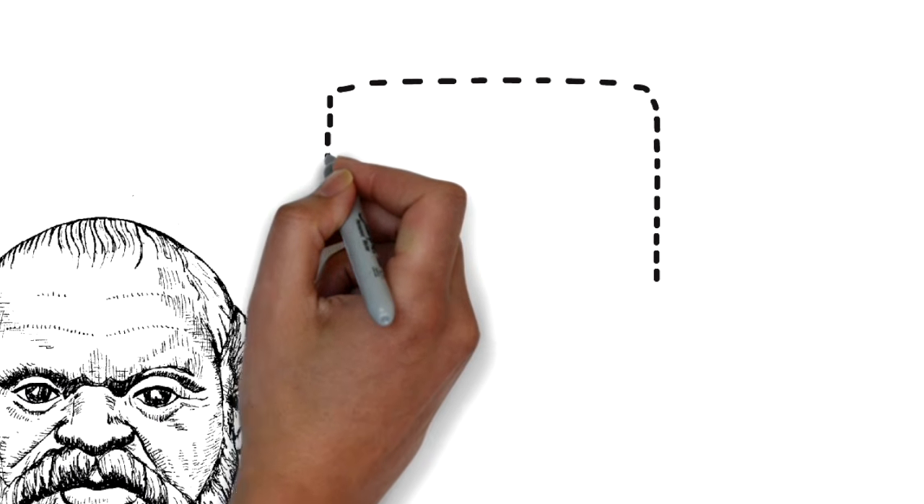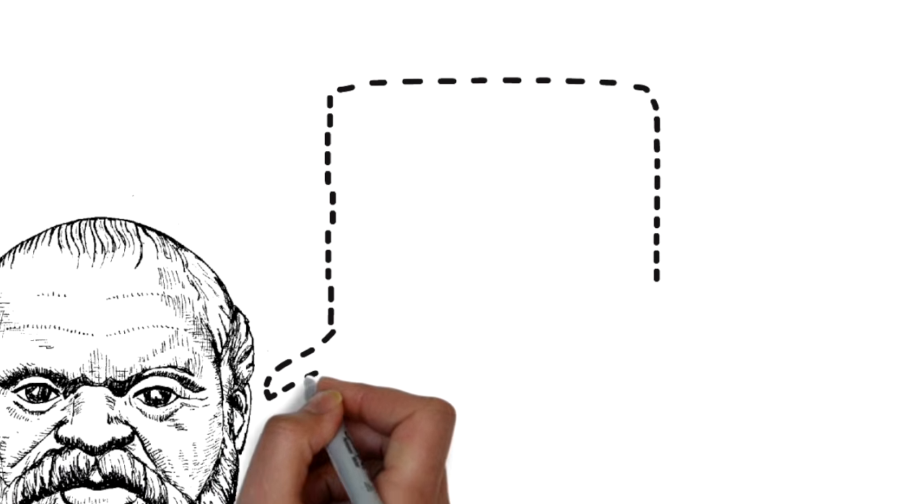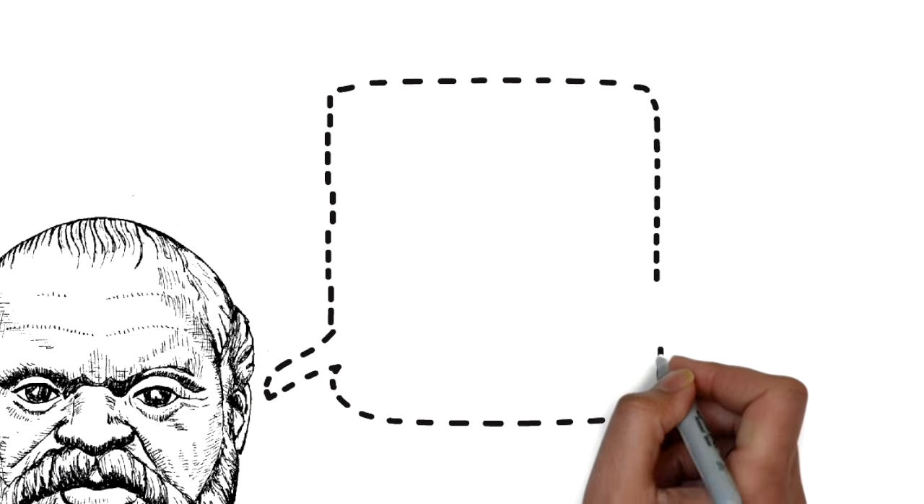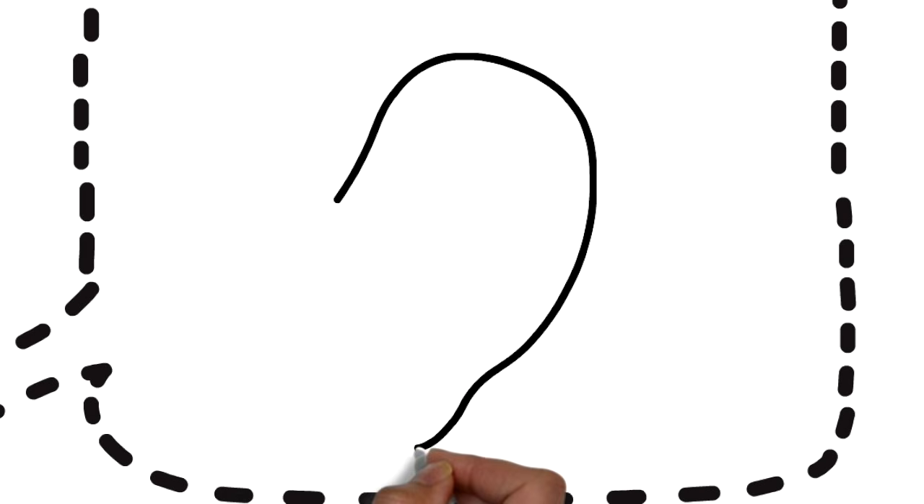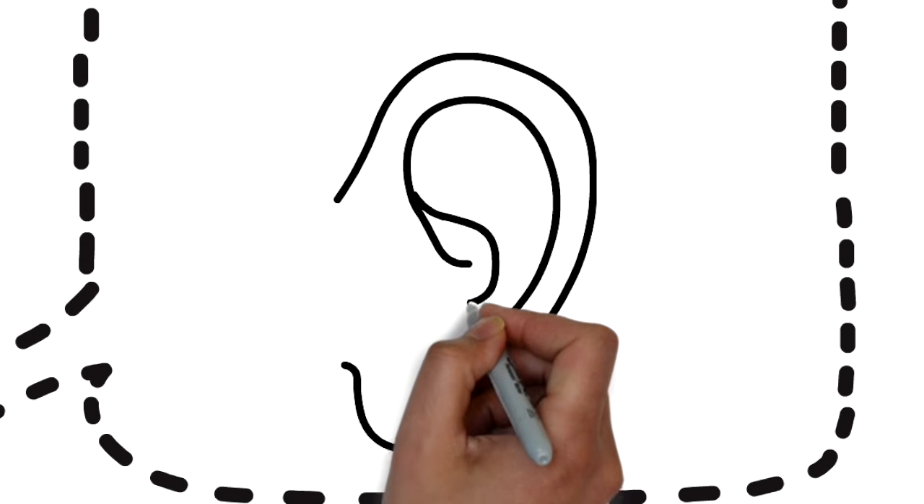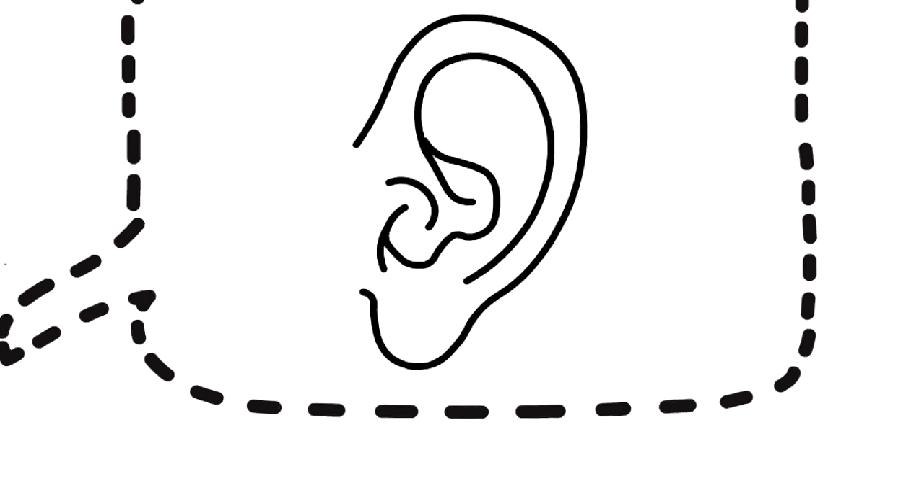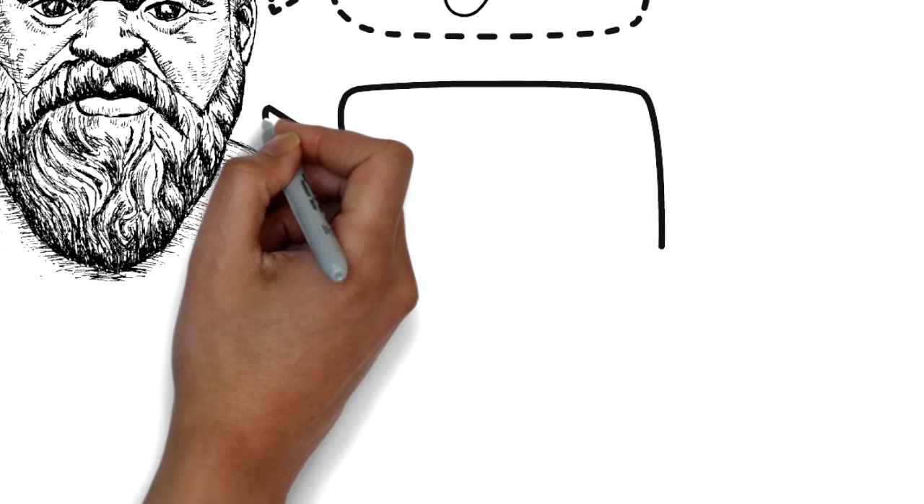Here are the 5 steps to follow to have a Socratic dialogue. Number 1. Receive. First, receive what the other person has to say. Listen to the other person's premise, view, or argument. And remember, you have to properly listen at this stage to be able to do the next step.